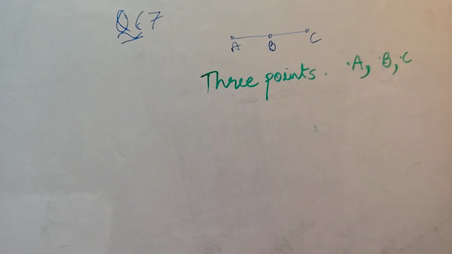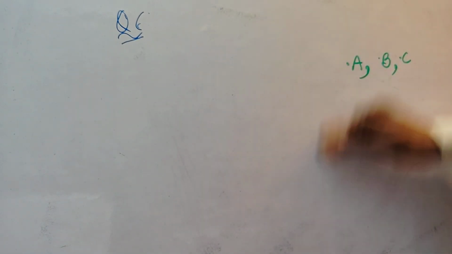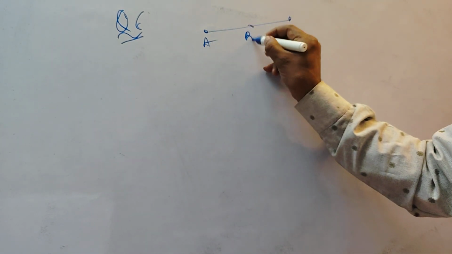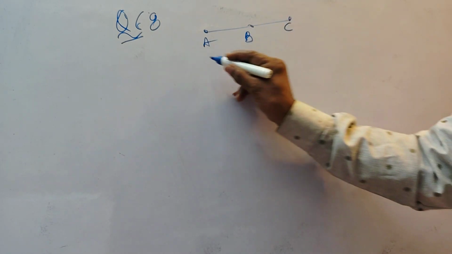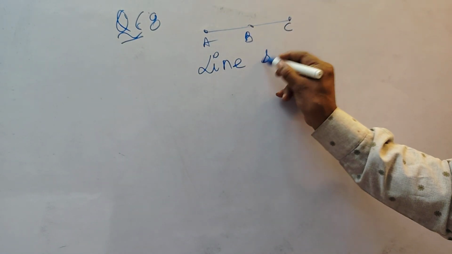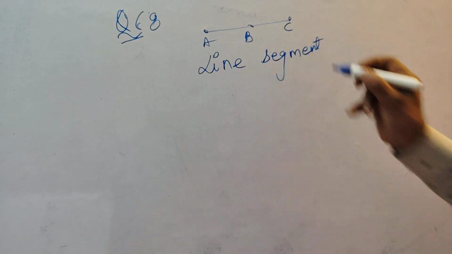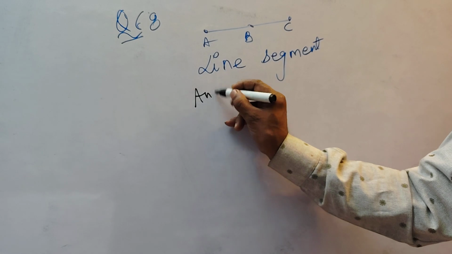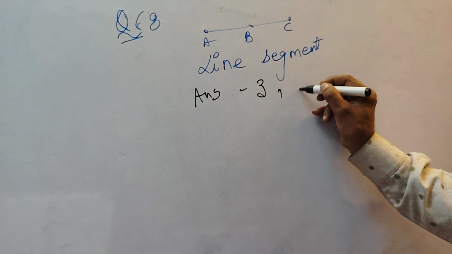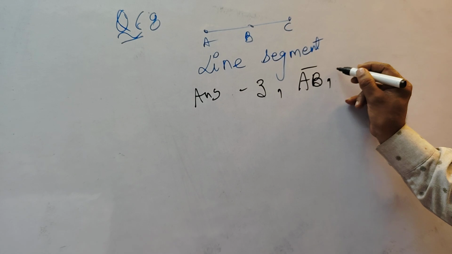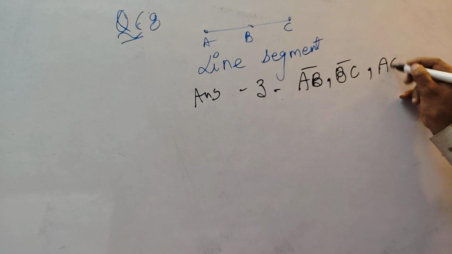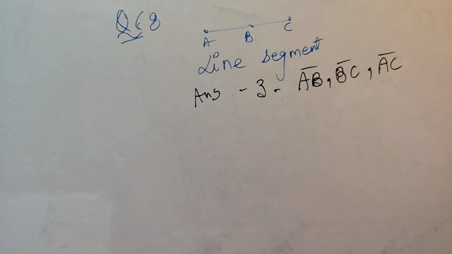Next, question number 68. The question is how many line segments are there? Name them. In the same figure ABC, we have to find out the line segments. And yes, this one is correct. The answer is 3 line segments, and the names are AB, second BC, and third AC. There are 3 line segments.